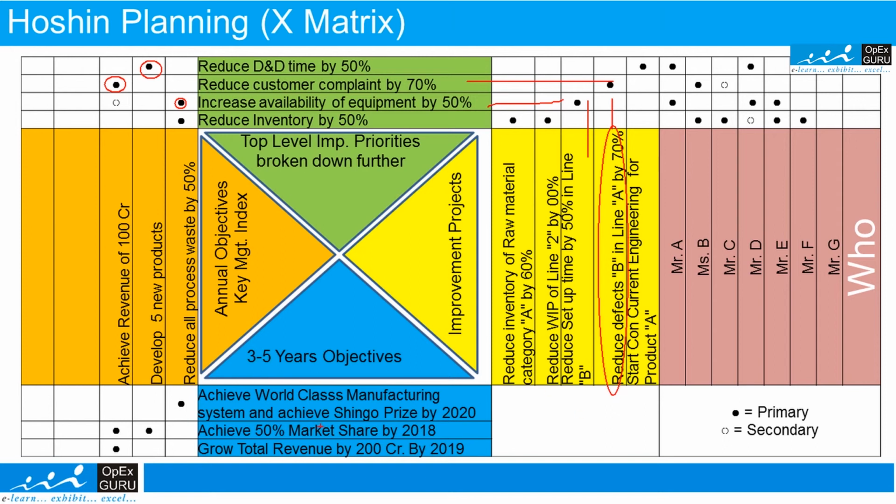So here you can see the annual objective is converted into important priorities and manageable improvement projects. In this case, we also identify who will be working on this project. So Mr. A, B, C, like that. This way we can identify how many projects we are going to take, who will take each project, and what is the correlation of these projects with the long-term strategic objectives of the organization. So this is a very good tool to identify Six Sigma projects.